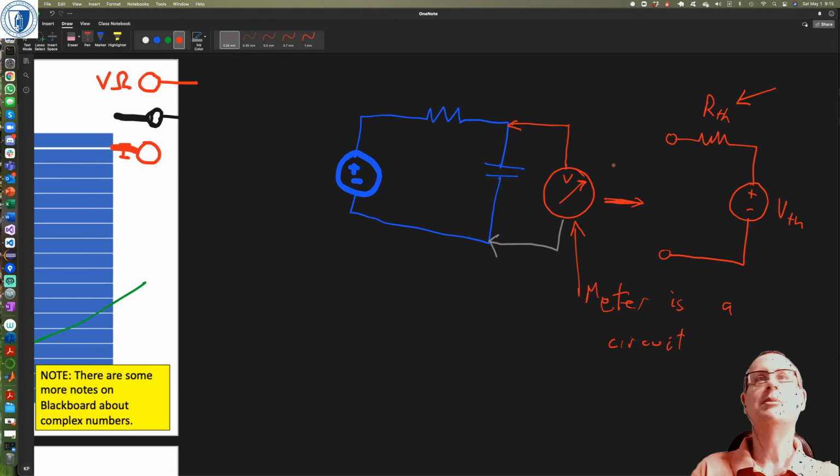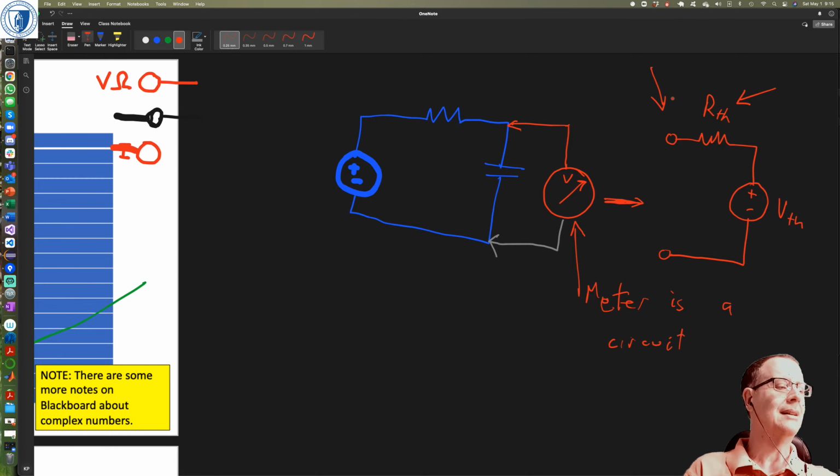And I'm asking if that's what the meter looks like, and I don't want to affect the rest of the circuit, the blue part of the circuit, much. What sort of value of RTH should I have? It would have to be very, very high to prevent it from impacting the rest of the circuit.